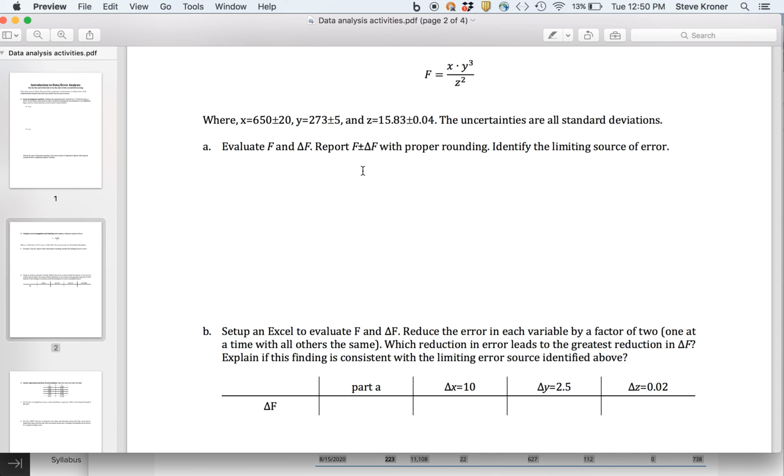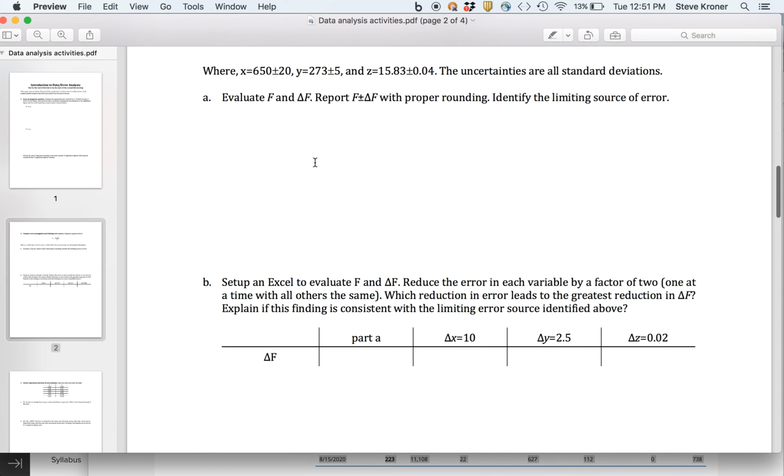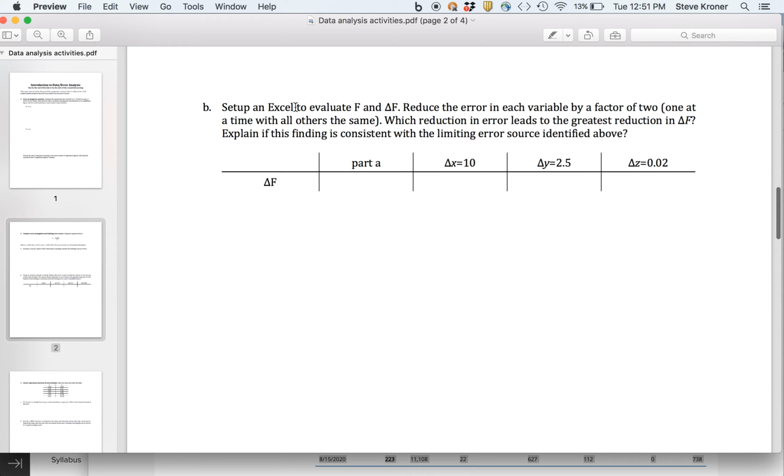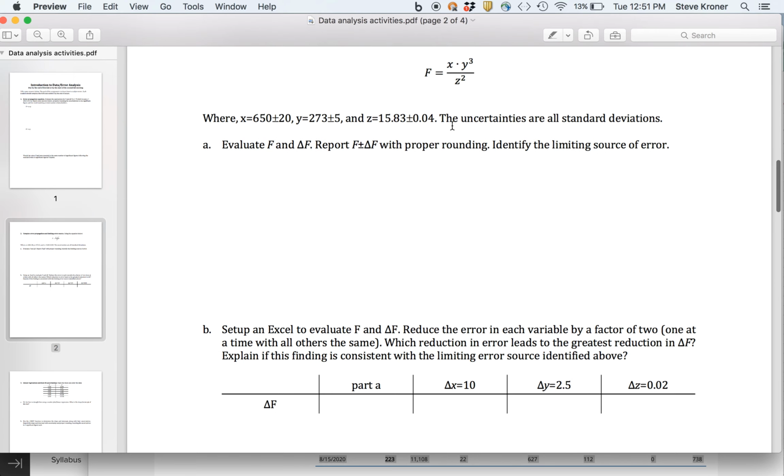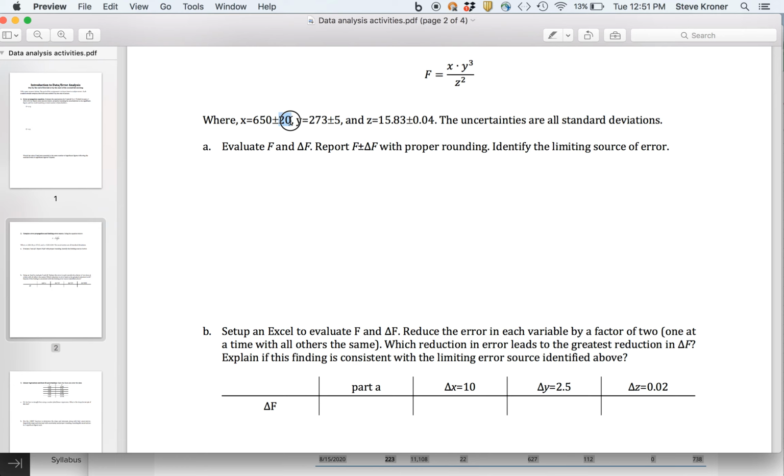of error in f. So determine f, delta f, and report them with proper sig figs, and then you can go to Excel to reduce each variable by a factor of 2, one at a time. So you want to come up here and say, okay, cut this in half for x, cut this in half for y, or cut the z term in half. But when you cut the x term in half, use y as plus or minus 5 and z as plus or minus 0.04. Okay. And then all else is the same.